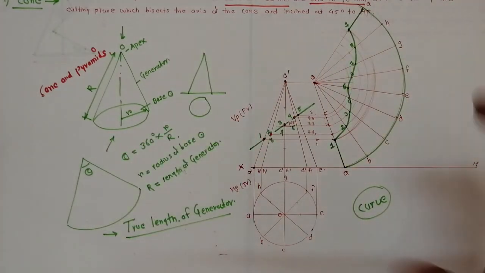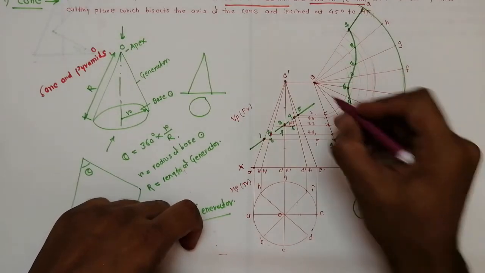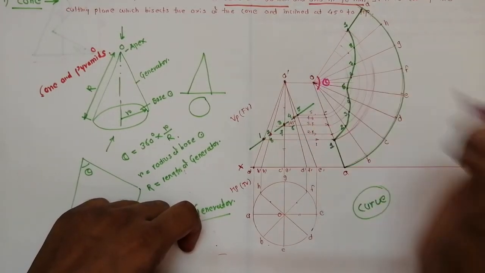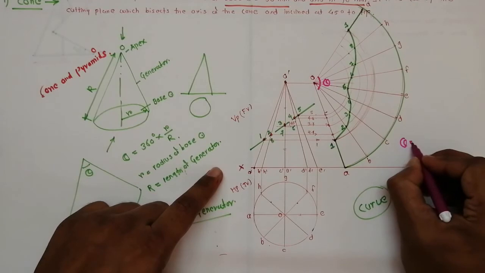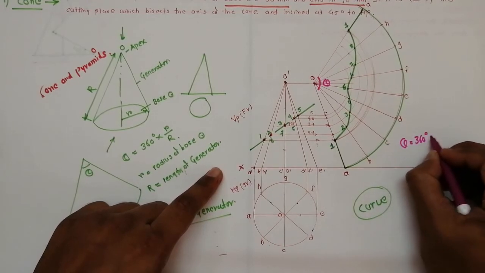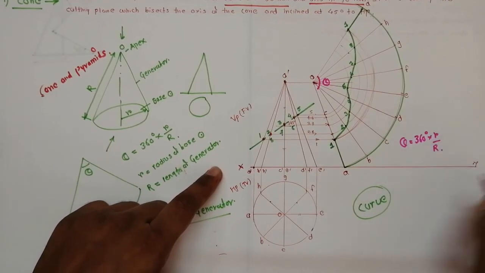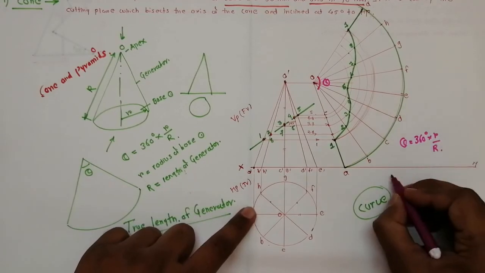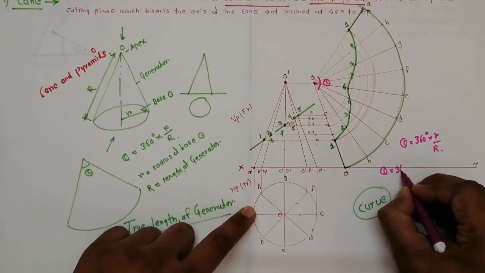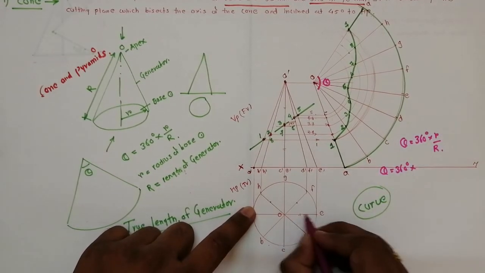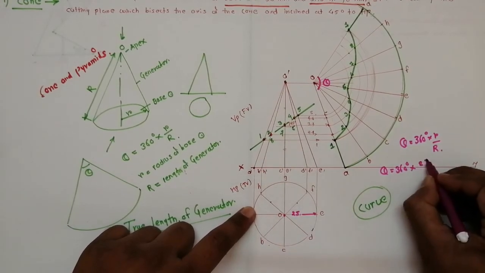Okay, so this part is very important, and this angle is what? This angle is theta. How to calculate this angle theta? So theta is equal to 360 degrees times small r by capital R. Now what is this small r here? Small r is how much? This is 25.